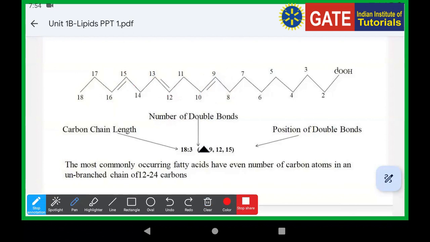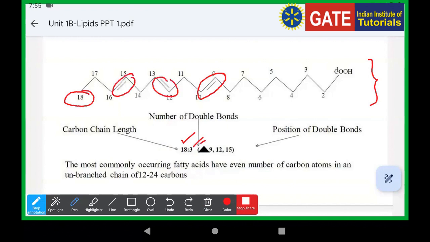For unsaturated fatty acids, a special kind of nomenclature is followed. For example, look at this, 18:3. 18 means the total number of carbons present in the fatty acid. For example, look at this image. This is one fatty acid. It contains 18 carbons. Okay, write 18 here. Next, 3 means the number of double bonds. Okay. 1, 2, 3. 3 double bonds present.